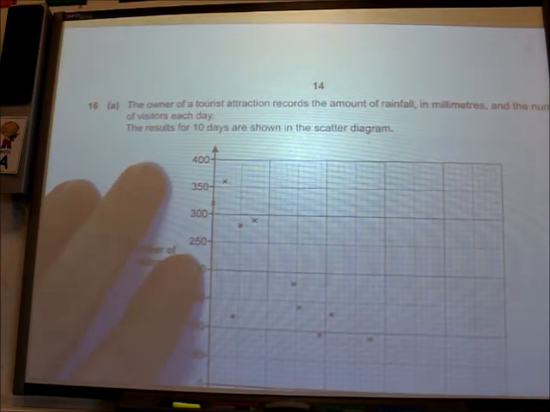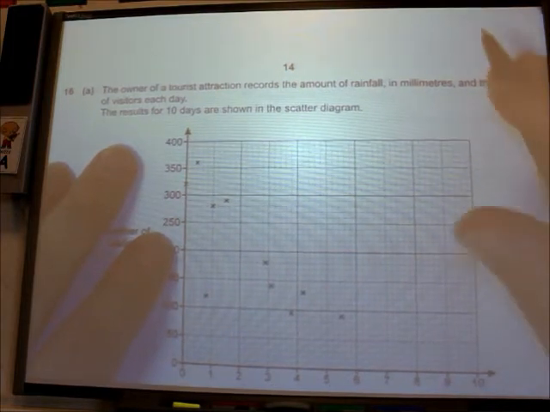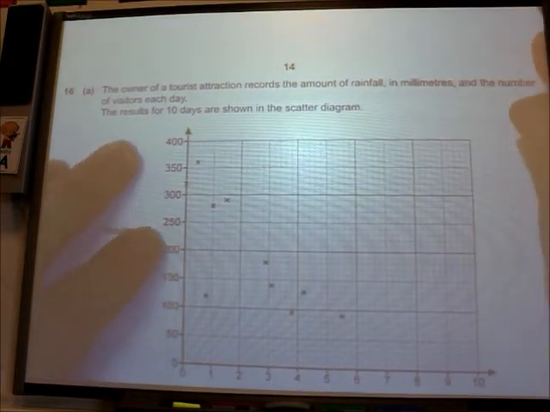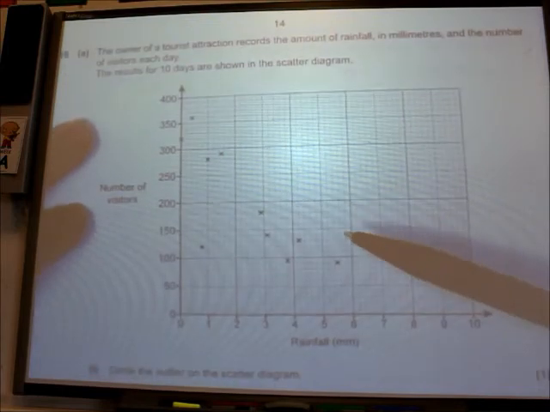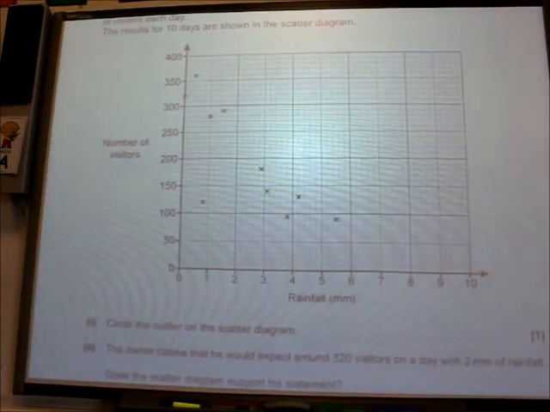The owner of a tourist attraction records the amount of rainfall in millimetres and the number of visitors each day. The results for 10 days are shown in the scatter diagram. Ta-da, there it is. Circle the outlier on the diagram.